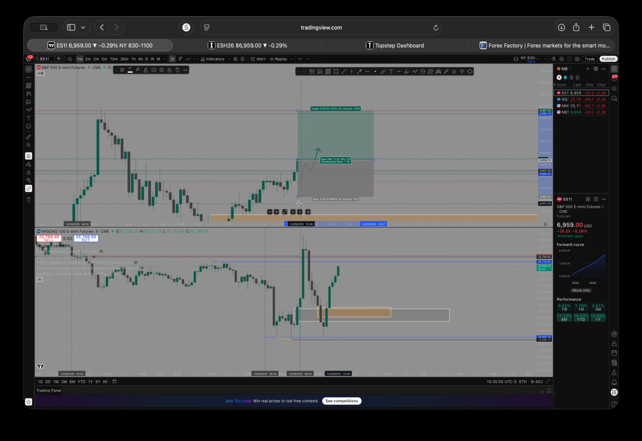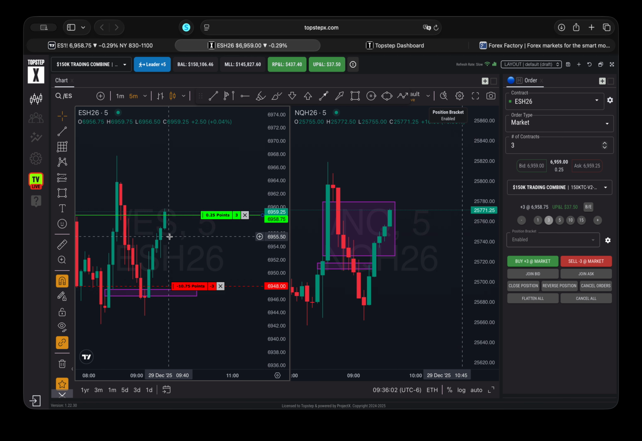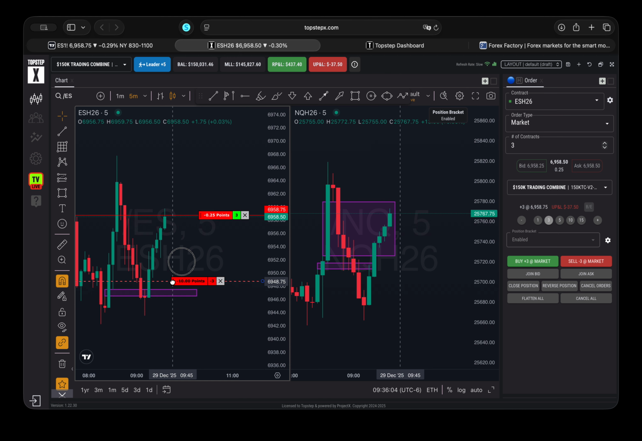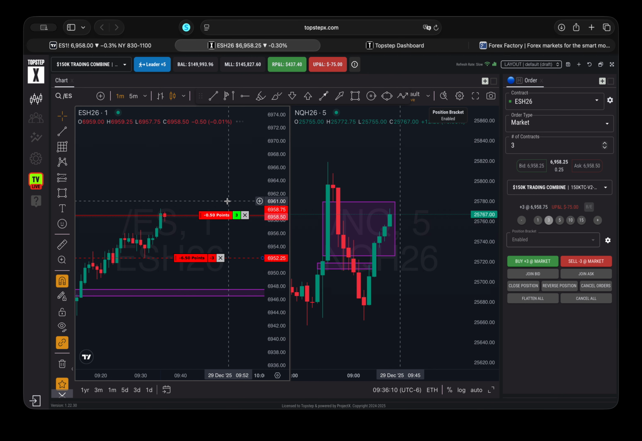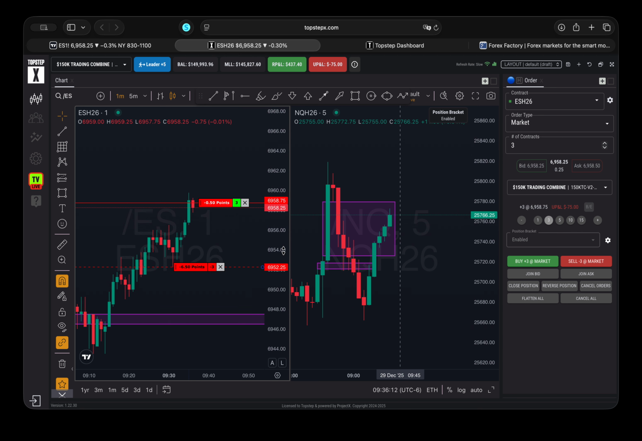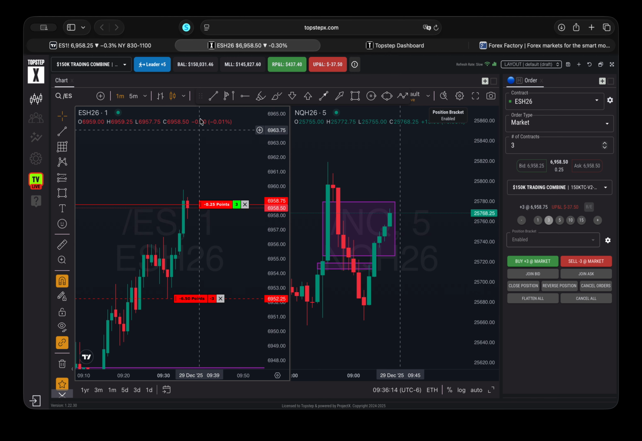That's a 1.36. This is a swing low. What level is this? 6652. This is on the 1 minute. And this is a 1 minute fair value gap.